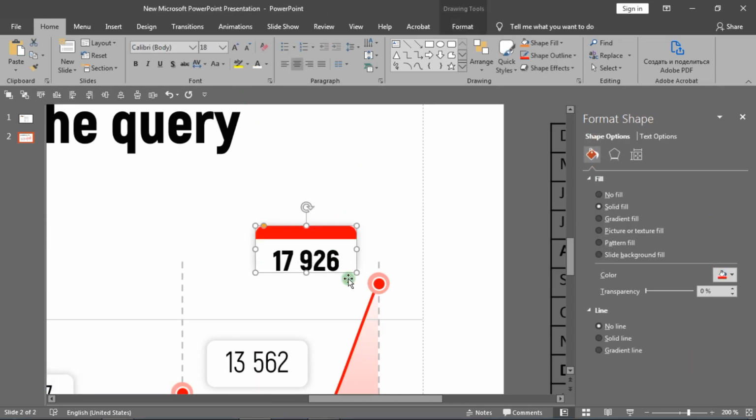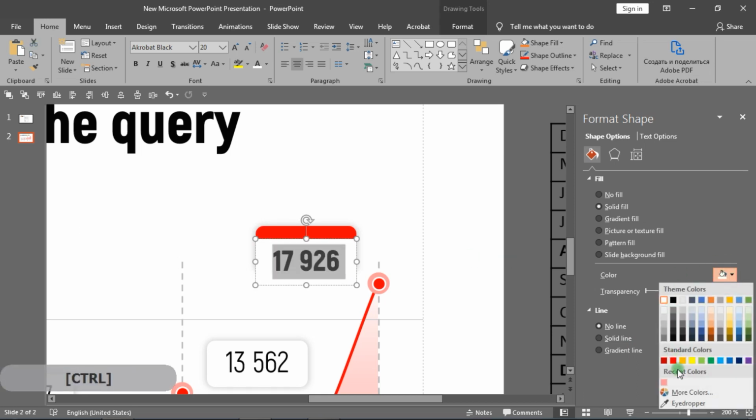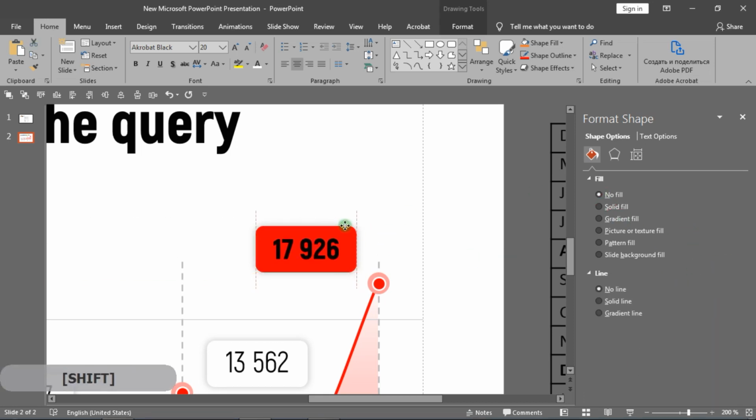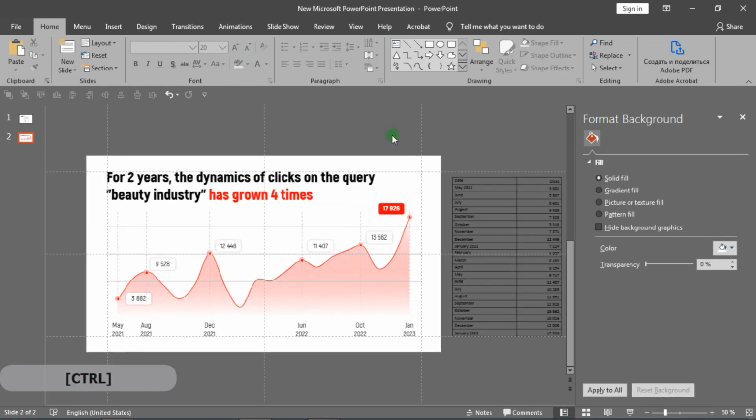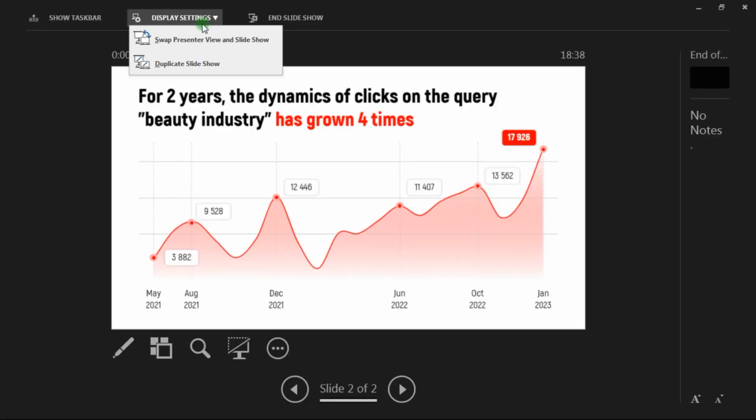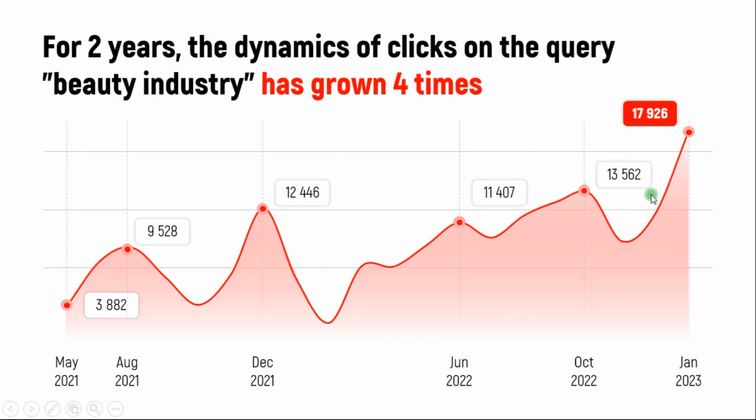With the left mouse button, select a rectangle, the color is red. Now for the text block, select the No Fill option and move it into place. Set the font color to white. Let's take a look at the result. Great, I really like it.